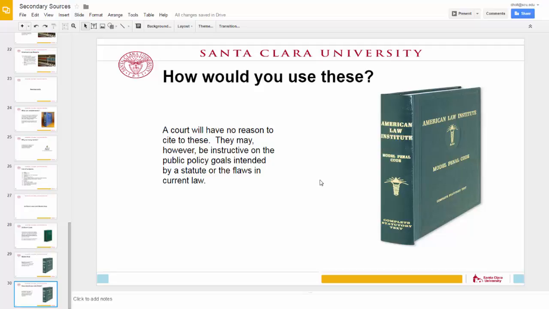How would you use a model act or a uniform law? A court really won't have any reason to cite to these. It may be instructive, however, if the state has deviated from the uniform law, to cite to the uniform law to explain why the state made the deviation, or it may be useful to cite to the model or uniform law to demonstrate what were the public policy goals that were intended.